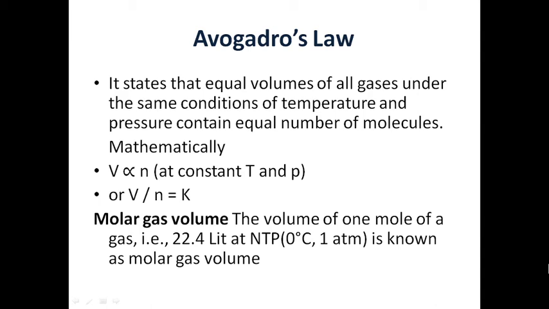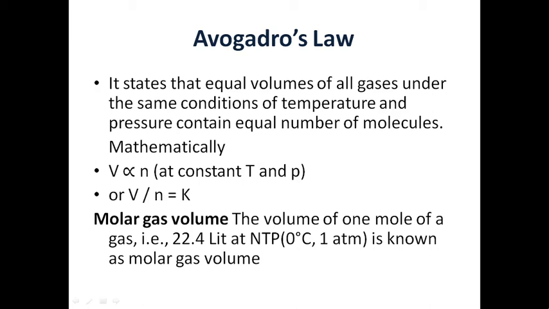So suppose we have three different containers. In the first container we have hydrogen gas, in the second container we have oxygen gas, in the third container we have nitrogen gas. All the containers are of the same volume, and if we apply the same value of temperature and pressure, then the particles or the molecules present inside each container will also be the same. So mathematically V is proportional to N.